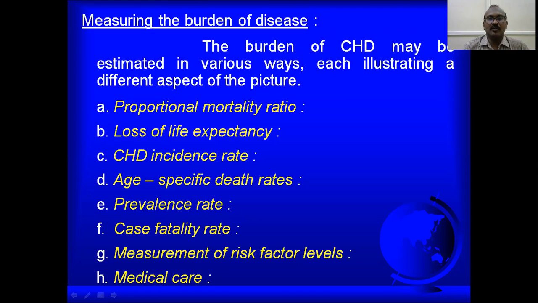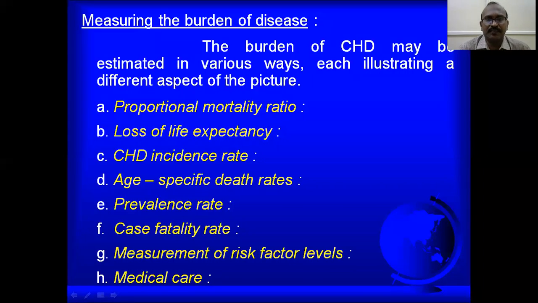Proportional mortality ratio is the number of deaths caused by CHD to the total number of deaths. So it is responsible for almost 25 to 30% of all the deaths that occur from various causes. The proportional mortality ratio is more in males compared to females.